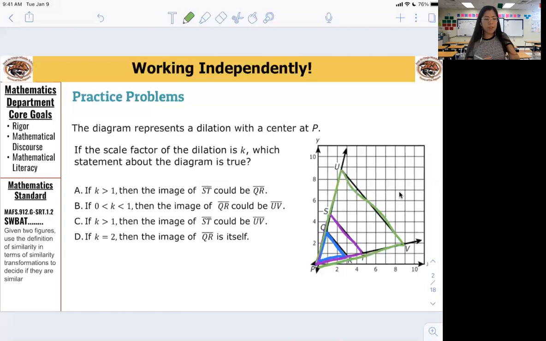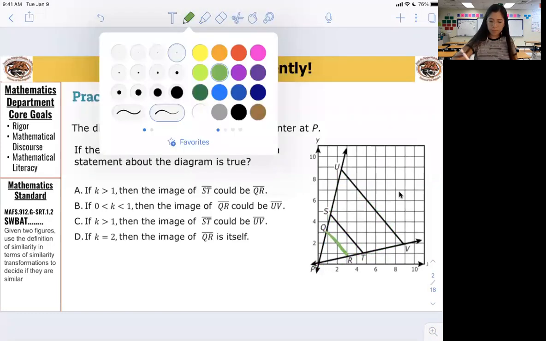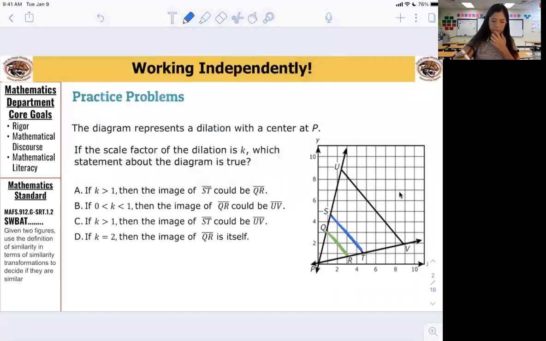All right, so let's talk about this. It looks like they're not necessarily comparing the whole triangle, but rather QR, ST, and UV. Statement number 1, true or false? If K is greater than 1, then the image of ST could be QR. I think false. False. Okay, good. Which one is bigger, ST or QR?